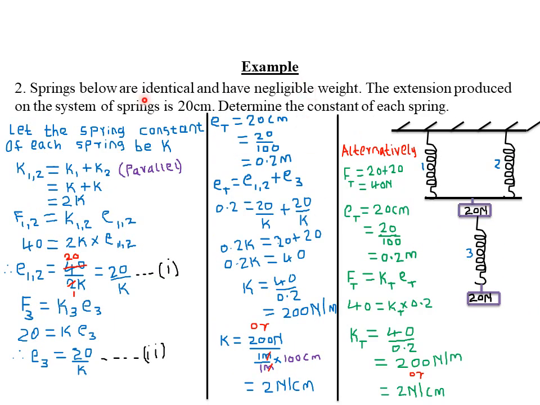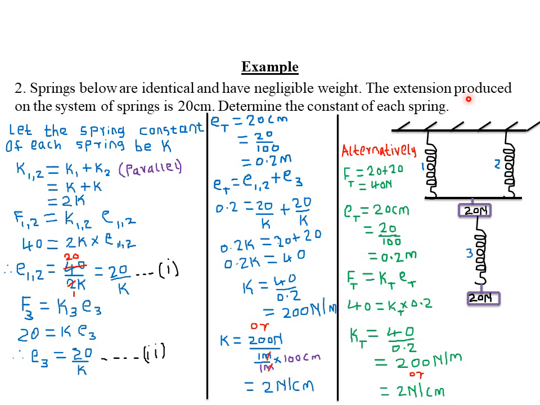Next, we look at our example 2, which reads that the springs below are identical and have negligible weight. The extension produced on the system of springs is 20 centimeters. We are required to determine the spring constant of each spring. Remember, we are already told that the springs are identical. That gives us a hint that the spring constant for each of the springs is exactly the same. So if each spring has a spring constant of 4, then every spring must have a spring constant of 4. First of all, we identify what we have been given.